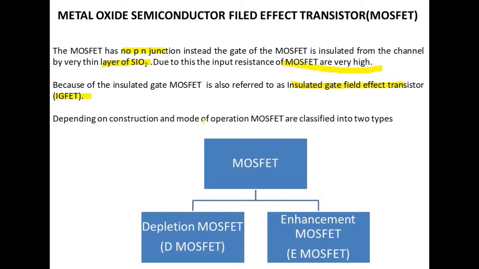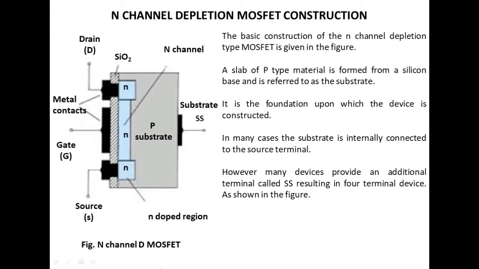Depending on construction and mode of operation, MOSFETs are classified into two types, that is depletion MOSFET, that is DMOSFET, and second is the enhancement MOSFET, that is the EMOSFET. Now we will start with the depletion type MOSFET. First we will discuss about the construction of the N-channel depletion MOSFET.